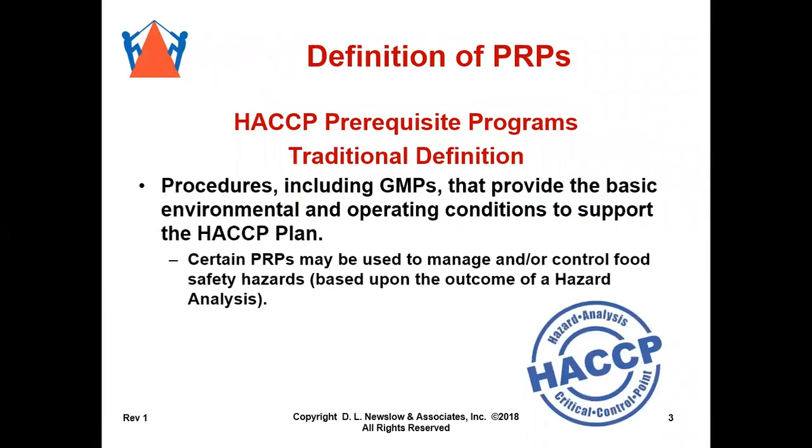Definition of PRPs, the traditional definition that we've known for many years based on historical Codex and other such items, is procedures including GMPs that provide the basic environmental and operating conditions to support the HACCP plan. Certain PRPs may be used to manage and/or control food safety hazards. So this all depends on our hazard analysis and what we identify.